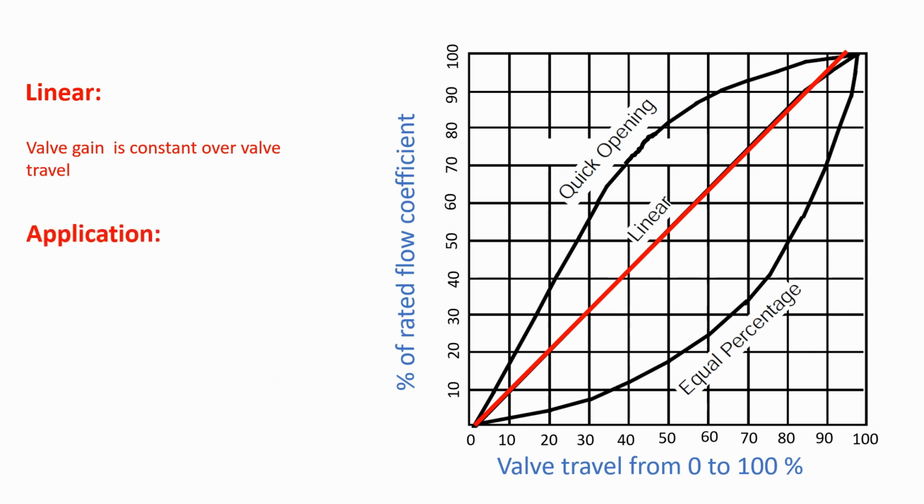And where do we use this linear flow characteristic valve? When the pressure drop remains constant, there will be some services where the pressure drop should always be the same. You could use this linear flow characteristic control valve there, because it is always going to remain at the same pressure drop, so there will not be much process upset. So a linear flow characteristic control valve would be the adequate flow characteristic to use there.